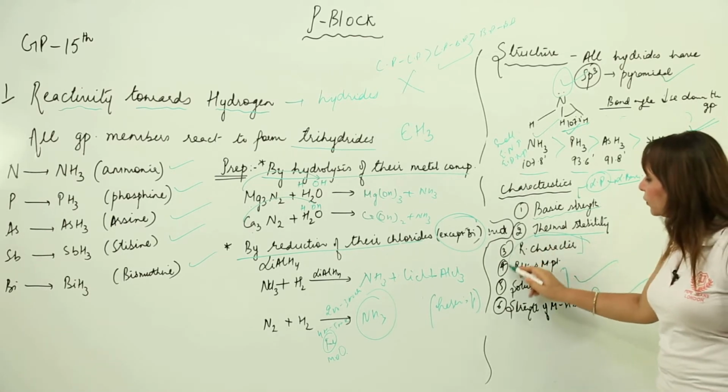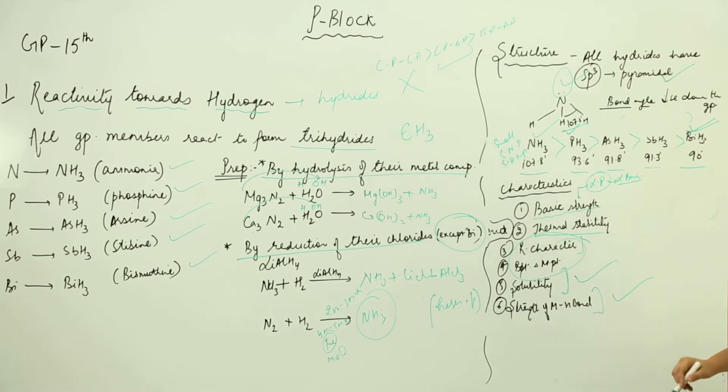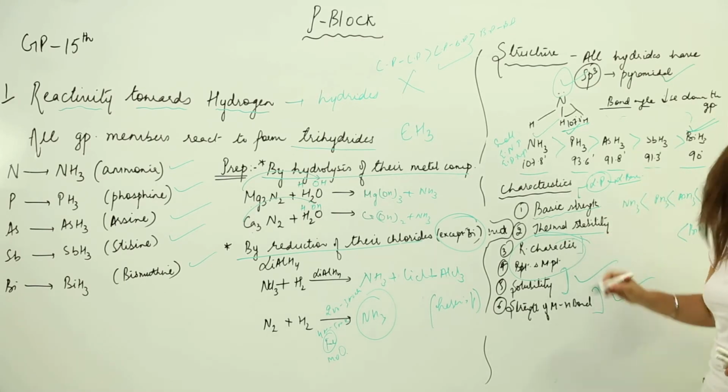Now coming on to reducing character and boiling point and melting point. You know that in these two properties the order is quite different. So what is the order in this case? It is more in bismuthine and ammonia is least, if we talk about these two properties.